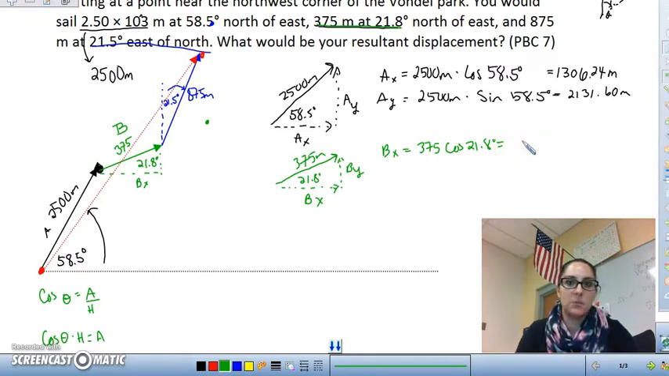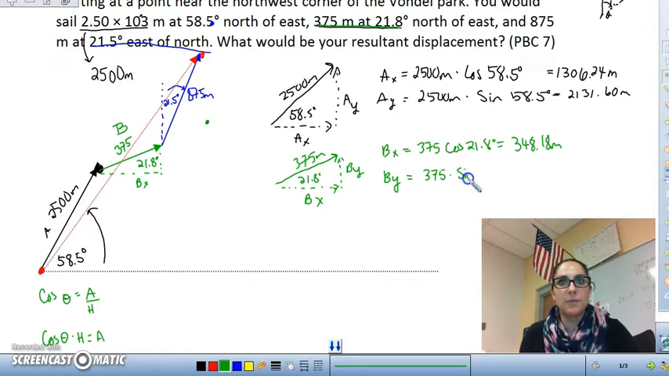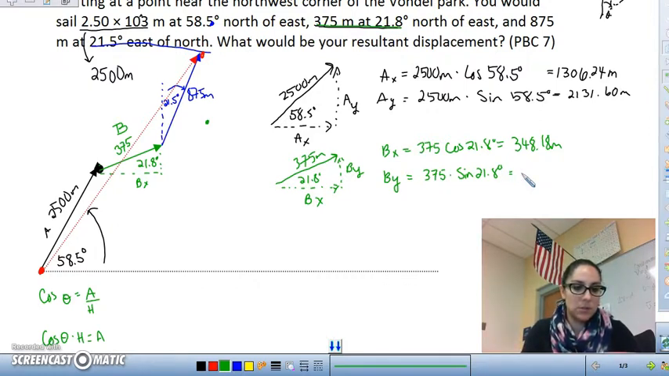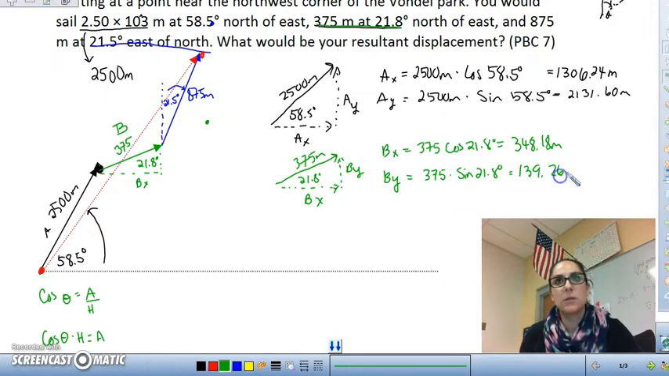So 375 times cosine 21.8. This gives me 348.18 meters, like that. BY, 375, with the same trig logic, except we're doing opposite. You're going to use sine to solve that out. So 375 times sine 21.8. Okay. When you do that, you get 139.26 meters, like that. Both of them are positive because we're going to the right and up, just like that.